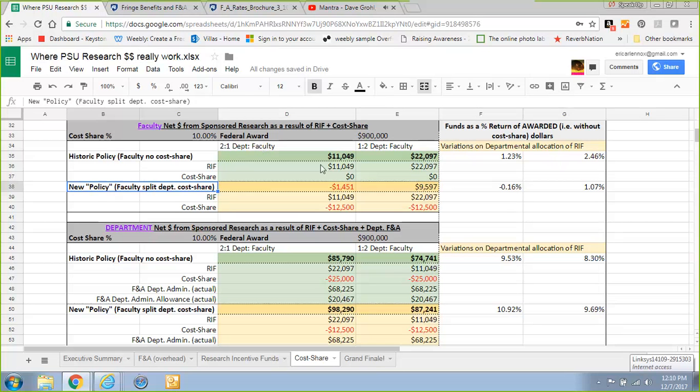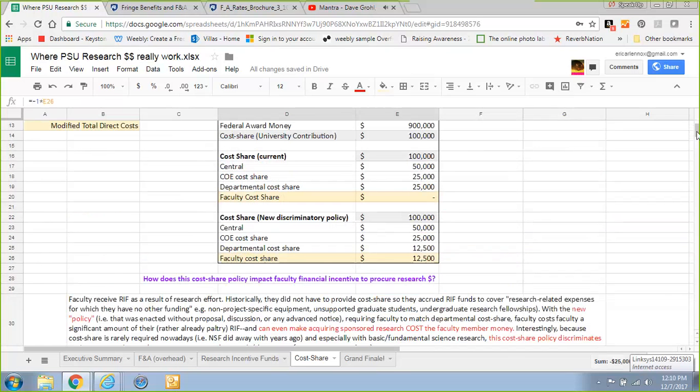So here you either have the $11,000 or the $22,000 amount for faculty research, which is just the same as it would have been in the research incentive funds video, because there is no cost share. And then in this new policy, you have those same numbers echoed again here, but then they have to pay the $12,500 from up here, right?